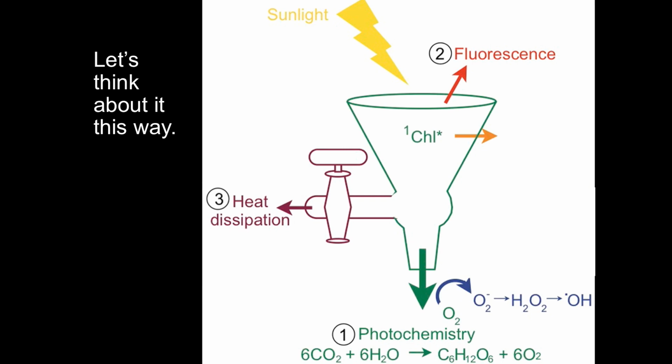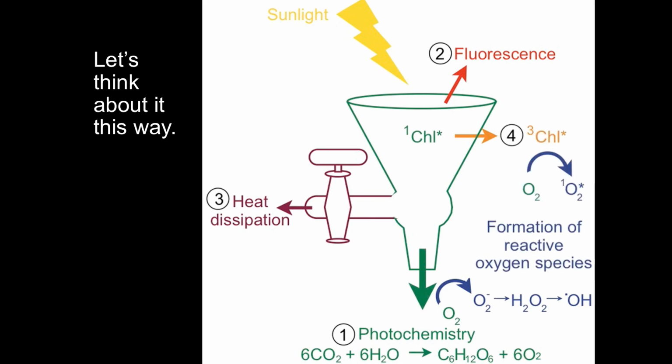And you can see that this is represented by a valve here, and you can imagine that valve being turned on and off according to how much photosynthesis the plant is able to conduct. If photosynthesis is limited, that valve will open up and more heat will be dissipated through non-photochemical quenching. Of course, if the plant is not able to deal with the photons in these 3 ways, there'll be the formation of reactive oxygen species within the plant cell, effectively killing the cell.